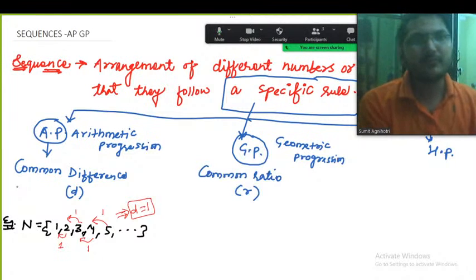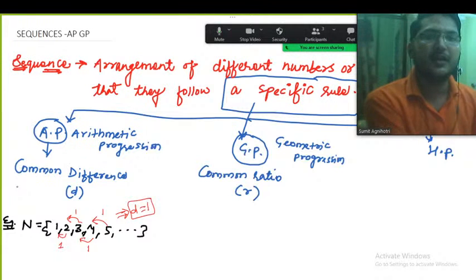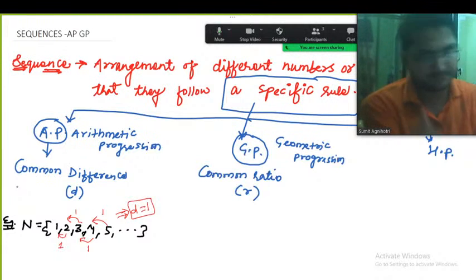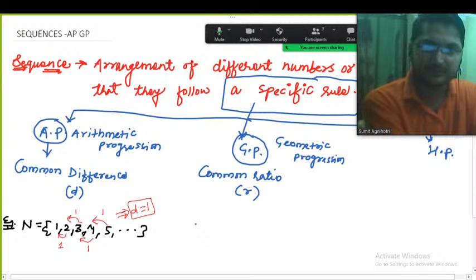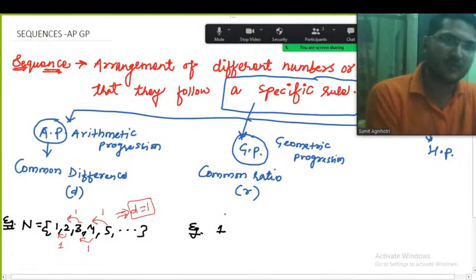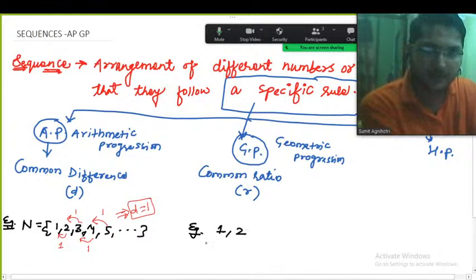Similarly, if we consider the next sequence, geometric progression, we consider the common ratio to be the same. Let us say we have a general example. Let us say I start with 1, and my second number is 2. Here the ratio is 2 over 1, and 2 over 1 is 2.